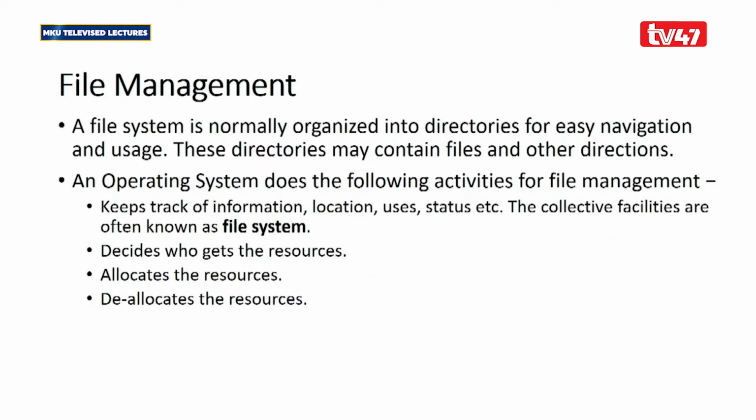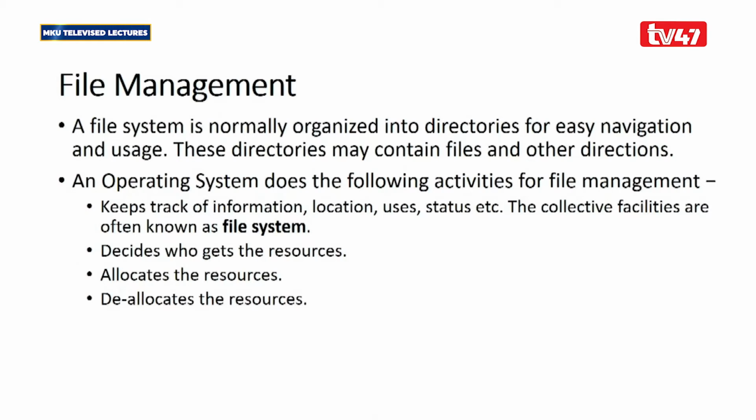Then we have file management. Now, this is a very important feature also, and a file system is normally organized into directories for easy navigation and usage. So the computer system is organized in a file system, which organizes the different directories that we have. You may have directory C, directory D, depending on how you've partitioned your computer system. Now, these directories may contain files and other directories within them. So you can have a directory within another directory. So it is the job of the OS to carry out the following file management activities.